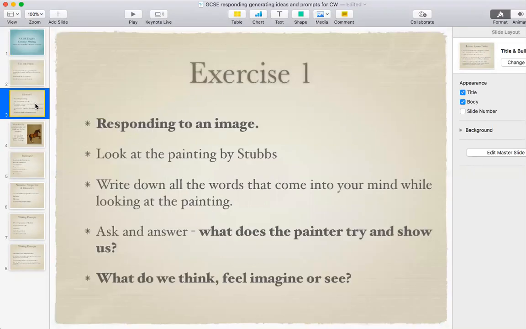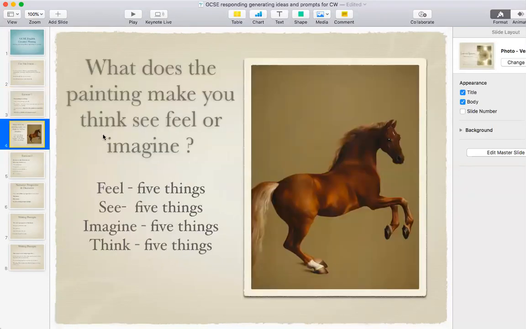So what we're going to do is look at an image, a painting by Stubbs, and it's actually in the National Gallery. I want you to write down all the words that come into your mind while looking at the painting. We're going to ask and answer, in particular, the first question: what does the painter try and show us? And then the second part of that is, what do we think, feel, or imagine? So this is the painting. If you put in Whistlejacket by Stubbs, you will see it come up on the internet.